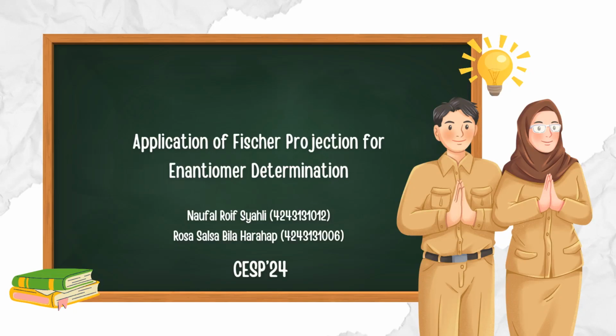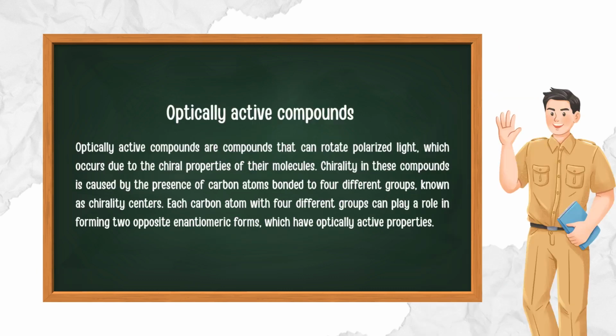Hello everyone, we will explain the application of Fisher projection for enantiomer determination. Optically active compounds are compounds that can rotate polarized light, which occurs due to the chiral properties of their molecules.